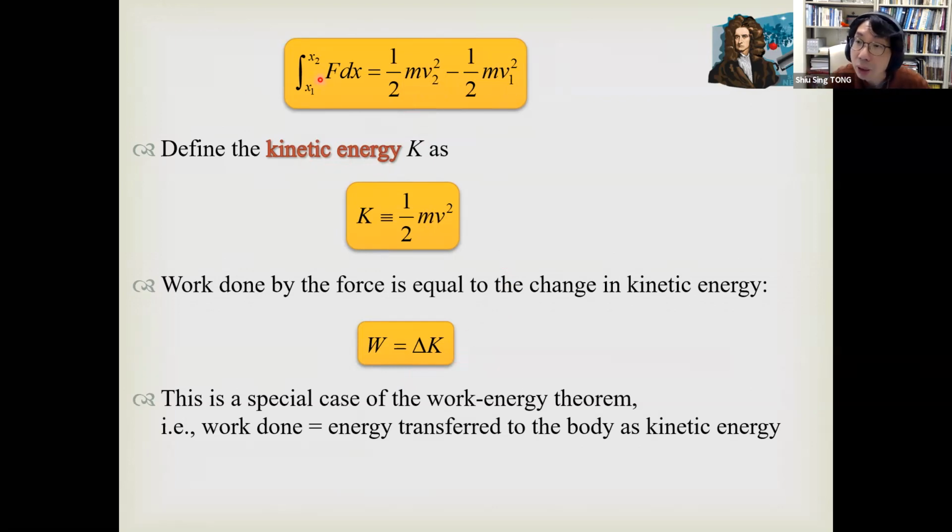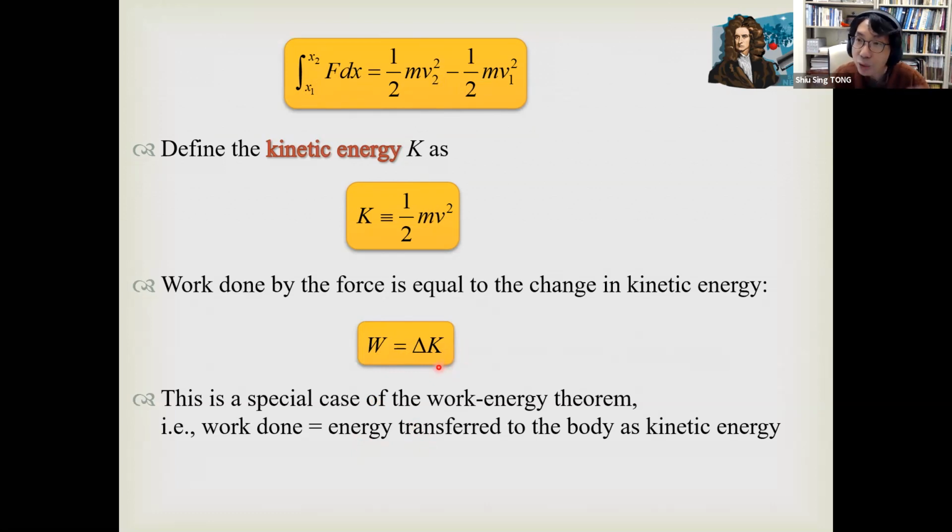And what is on the left-hand side? The left-hand side, as I defined at the beginning of this chapter, is the integration of F over dx, which is the work done by the force. So that means the work done by the force is equal to the change in kinetic energy. So that is the special case for the work-energy theorem. Because the work done puts in or takes out some energy from the system, in this case that will change the kinetic energy of the object.